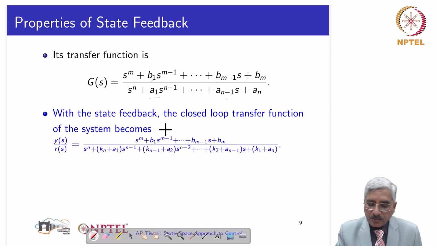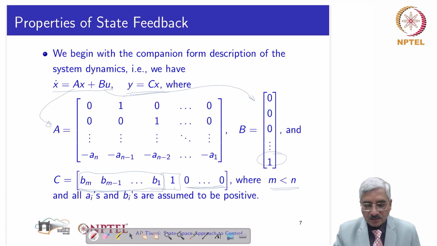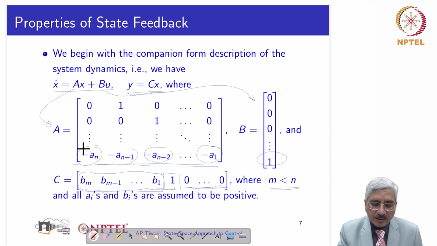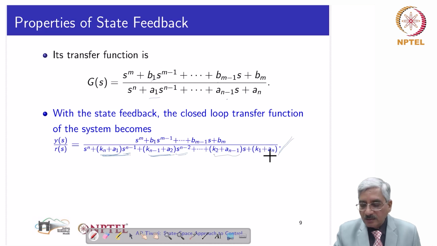Now with the state feedback, the closed loop transfer function of the system becomes this. We have seen otherwise also. We saw in the previous part of the lectures that when the system matrix is in companion form, with the state feedback given to this, the entries in this row change, and there we get, for example, an minus kn, an minus 1 minus k2 and so on. So if we take the transfer function, then those coefficients will come in the denominator, which will be this. Coefficient of s^(n-1) is kn plus a1. Coefficient of s^(n-2) is k(n-1) plus a2 and so on. Coefficient of s is k2 plus a(n-1), and the constant coefficient is k1 plus an, the coefficient of s^0.